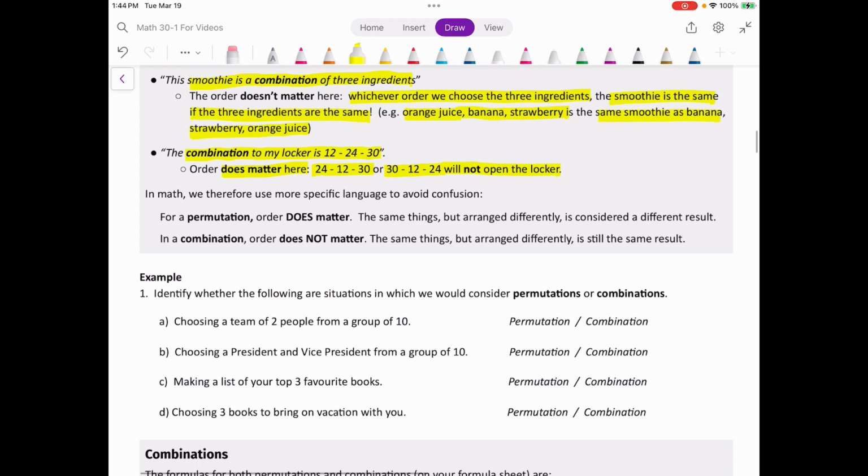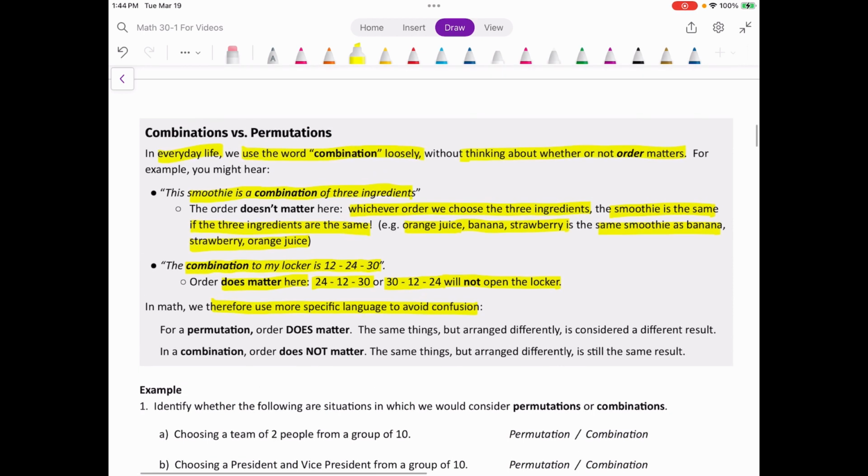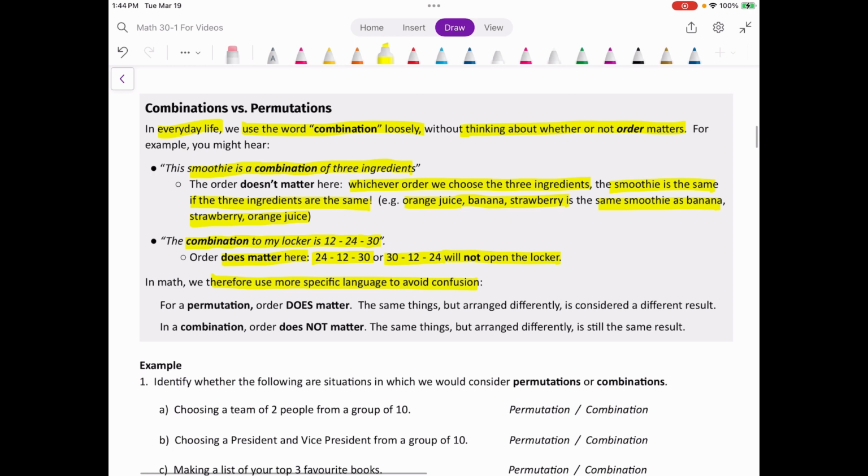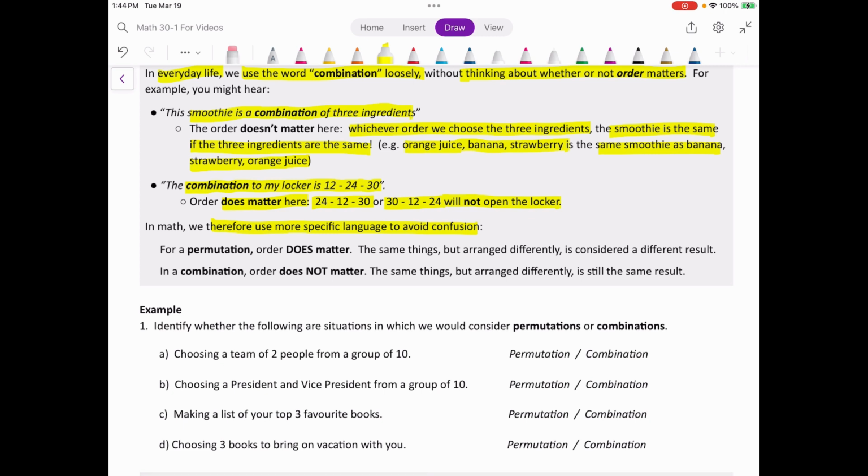Okay, so in math, we therefore use more specific language to avoid confusion here, right? So again, we use that word combination. I might even sometimes say we're combining stuff when I'm really thinking about order mattering. It's easy to slip up because our everyday lingo can slip into our math a little bit, okay? But it's important to always think, does order matter here or not? If it does matter, we're dealing with a permutation, meaning that the same things but arranged differently is considered a different result. So even if all the same stuff is there but it's arranged in a different way, that's a different outcome if order matters, and we're dealing with a permutation.